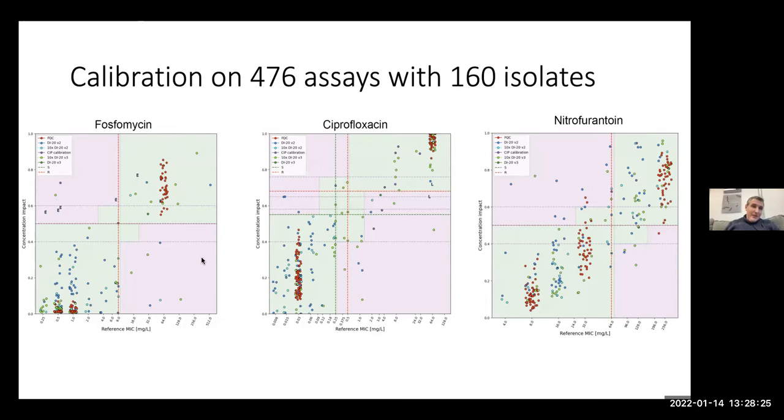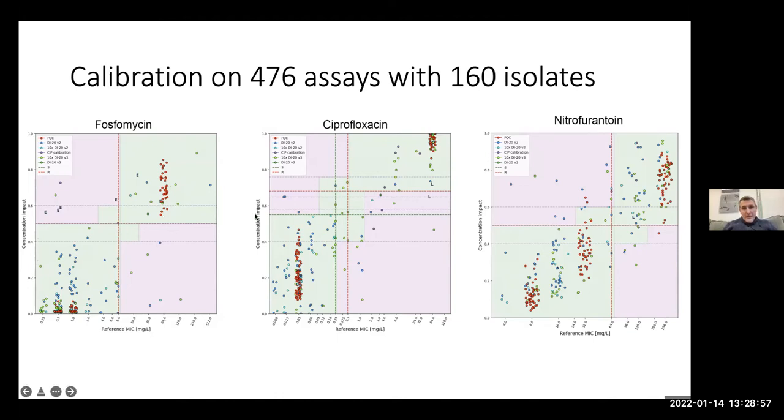Then we have tested this on a number of different isolates to calibrate the system and the breakpoints. So we have lots of, in this case, 260 different isolates with different MIC values, and this is in the calibration run. To determine these thresholds, this is the reference MIC value, and this is the concentration impact that we measure in the instrument.